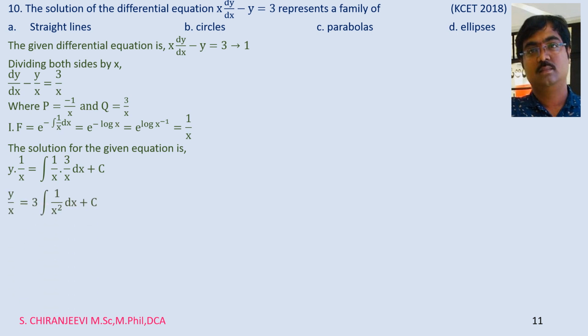Y by x equal to, taking 3 outside, 1 by x into 1 by x will become 1 by x square dx plus c. Y by x equal to 3 into integral of 1 by x square. 1 by x square is nothing but x power minus 2. X power minus 2 can be taken as x power minus 2 plus 1 divided by minus 2 plus 1. So we get y by x equal to minus 3 by x plus c. Now taking LCM x and cross multiplying, we get y equal to minus 3 plus cx, which is a straight line. So the option is A.